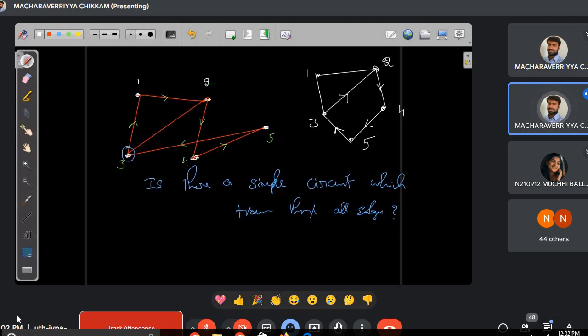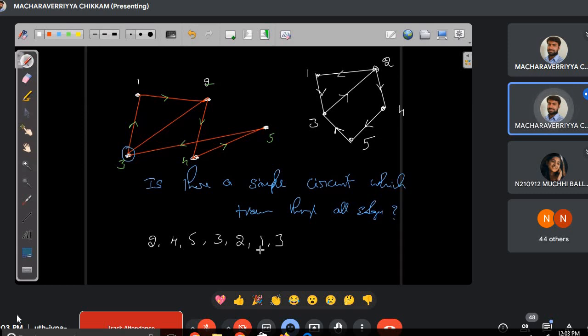And then from 3 you can go to 2. And then from 2 you can go to 1. And from 1 you can come to 3. So that is 2, 4, 5, 3, 2, 1, 3. So it is a path starting at 2 and ending at 3 and which is traveling through all edges.